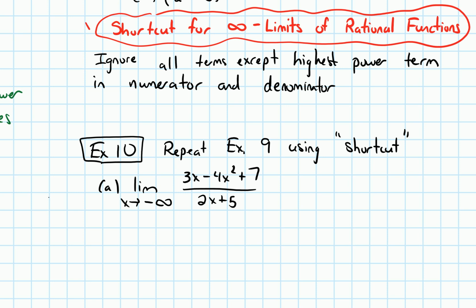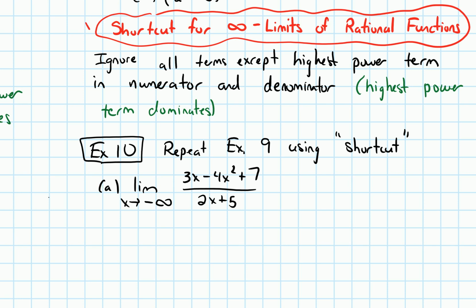Because as we've seen before, and as I commented on at the beginning, the highest power term dominates the growth, which means the highest power term grows so much more quickly than the lower power terms do. Okay, so let's do an example where we repeat all of the infinite limits that we did in the last video, but using this shortcut.